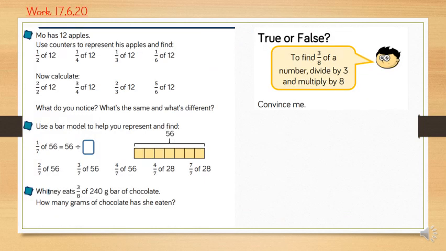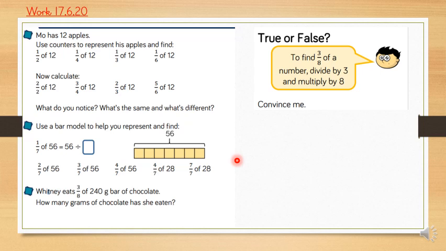Your work for today. So first question, Mo has 12 apples. Use counters to represent his apples and find, and then you can have a go at each one of these sums. You don't need to use counters. You can either do it in your head or you can draw the circles like we did earlier. Okay, and then this part of the question is asking you to use a bar model to help you represent and find 1/7 of 56, 2/7 of 56, and so on. So you might want to draw it out just how I showed you in the previous slides, or again, you might be able to do it in your head. It's based on what you can remember from last year.